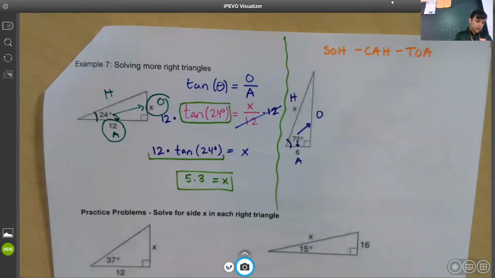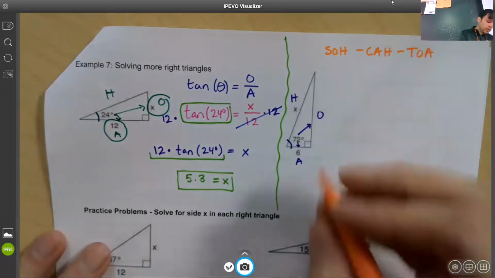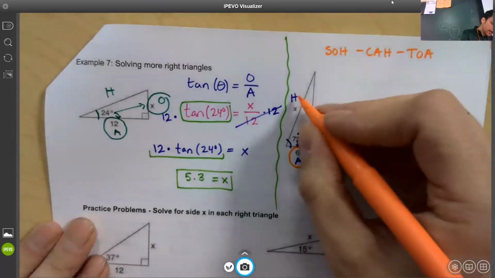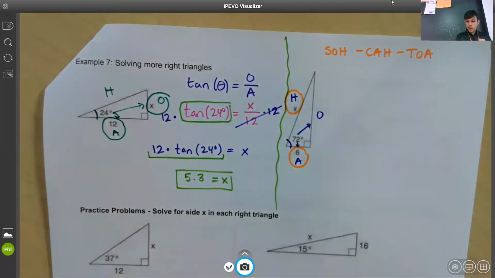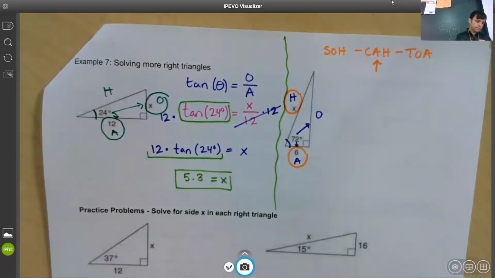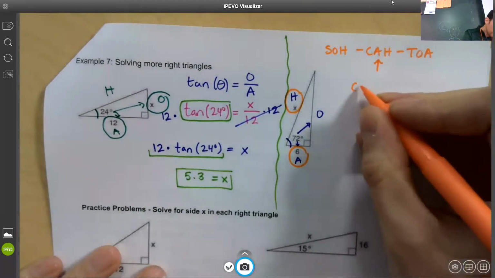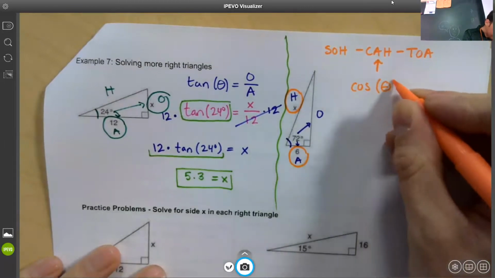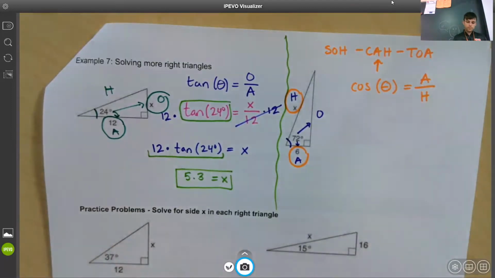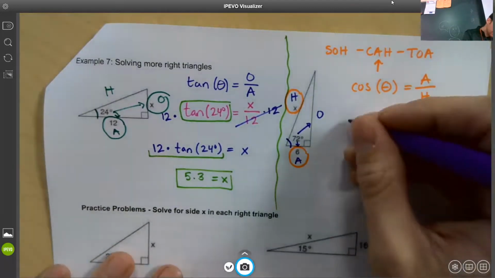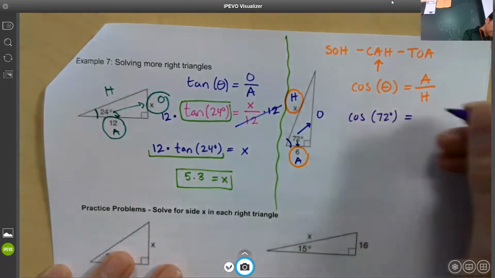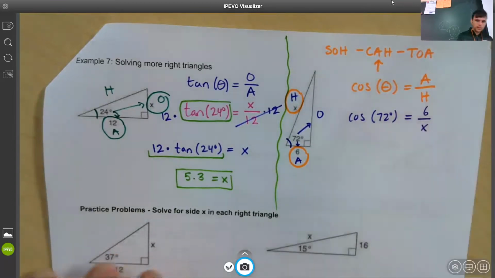So we need to make a choice. What trig equation are we going to be using? What structure are we going to be using? Here we have an adjacent side. That's our known side. And the one we are looking for is the hypotenuse. So adjacent and hypotenuse tell us to use cosine. So that's what we use. Cosine of the angle is equal to adjacent over hypotenuse. That's the structure we're going to be using. So I'm going to set that equation up. Cosine 72 degrees equals 6 over x.